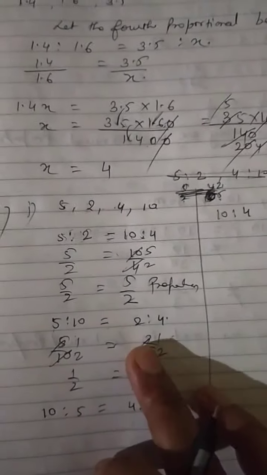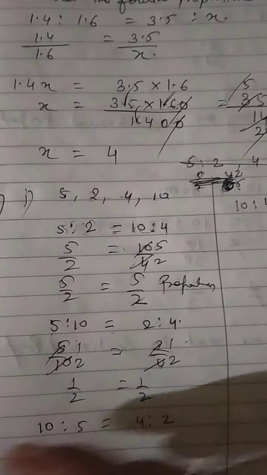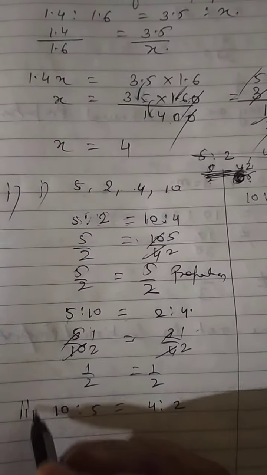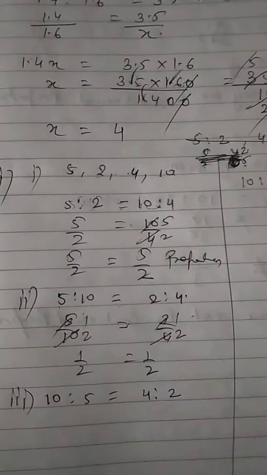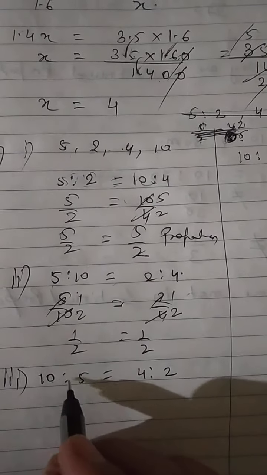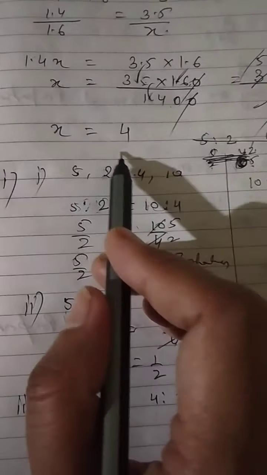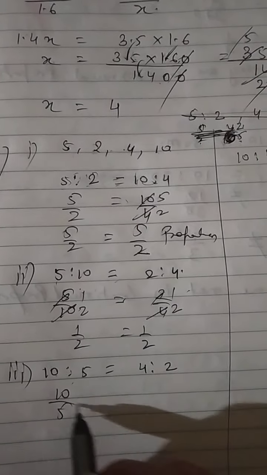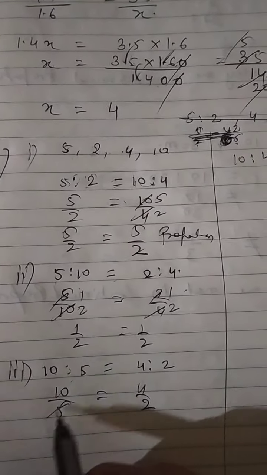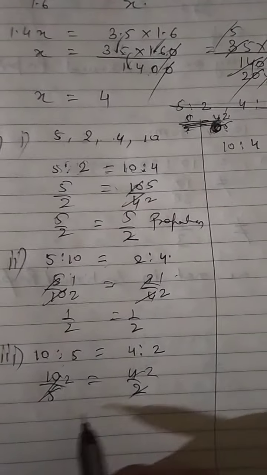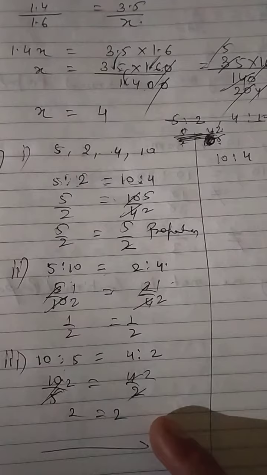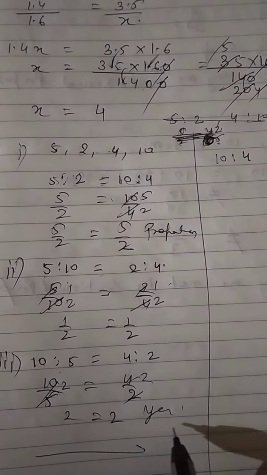Similarly, how can you arrange? Because you have to form all possible proportions. So this is the second arrangement, this is the third. So 10 is to 5 and 4 is to 2. With these numbers only we are arranging. Okay. Now 10 by 5 is equal to 4 by 2. So 5 2s are 10, 2 2s are 4. So we will get here 2 is equal to 2. So yes, both sides are equal. So it is in proportion.